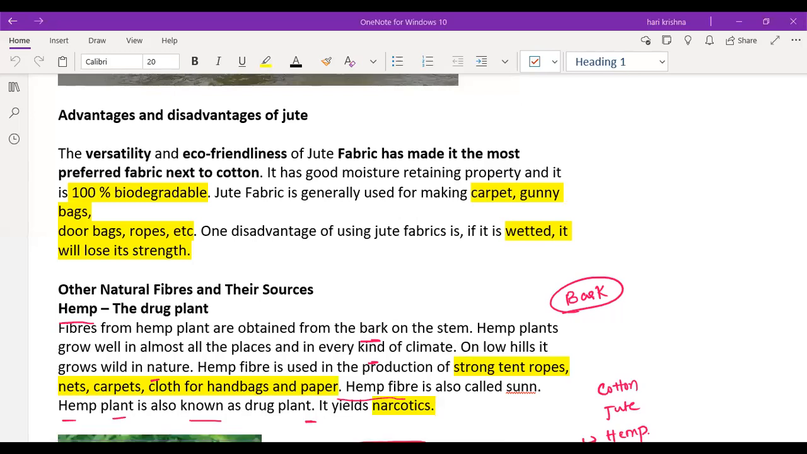Okay. So we'll see one more video on this processing of the jute fiber.